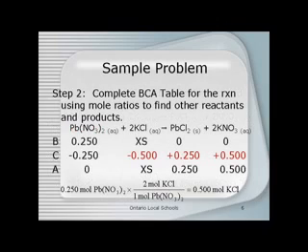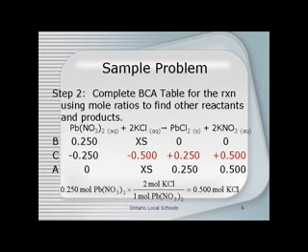Our next step will be to complete the BCA table for the reaction, and we're going to use mole ratios to find the quantities of the other reactants and products. Now, down below, what I'm showing is the 0.250 moles of lead-2 nitrate, and we're going to find out in our change line how many moles of KCl are going to be used. The mole ratio from the balanced equation is 2 moles of KCl for every 1 mole of lead-2 nitrate. So we multiply that mole ratio by the 0.250 moles of lead-2 nitrate that we found in the first step, and it gives us 0.500 moles of KCl.